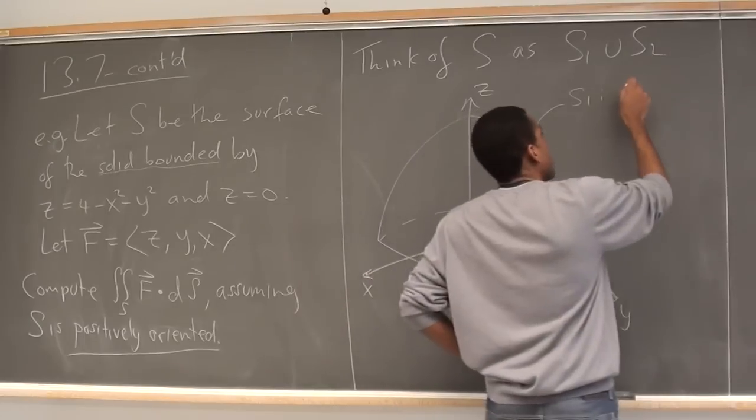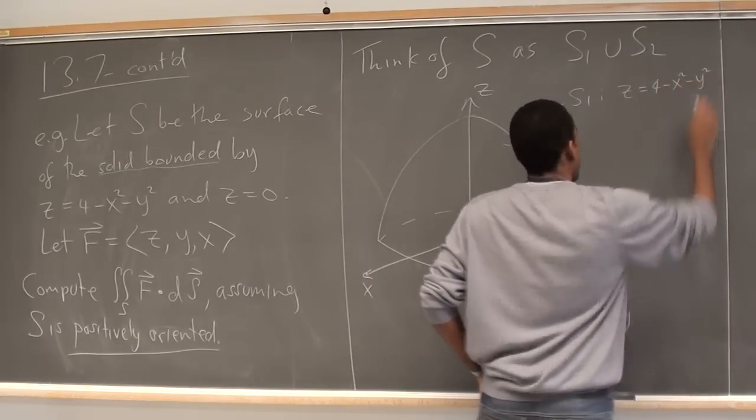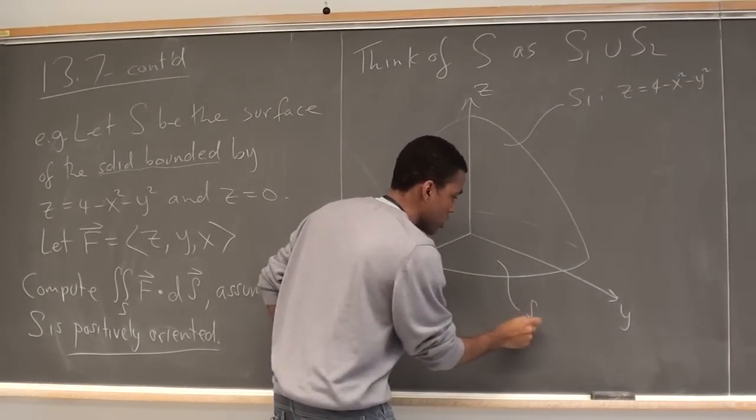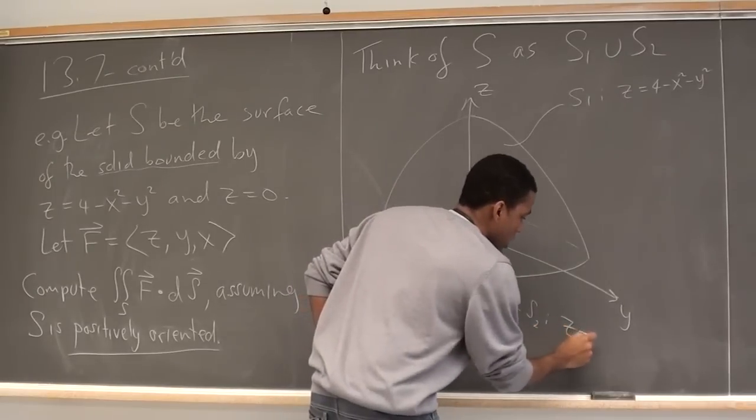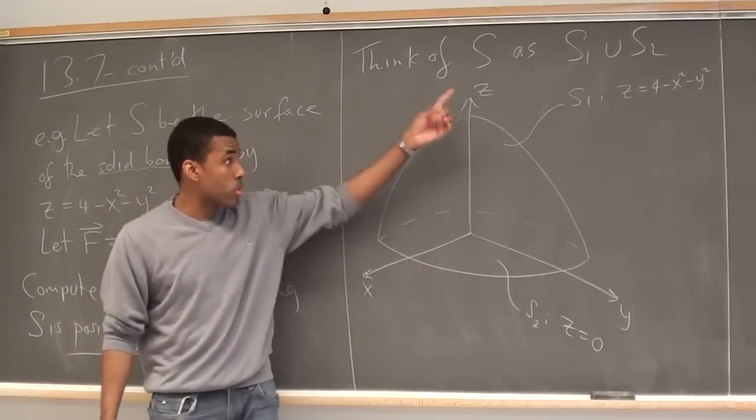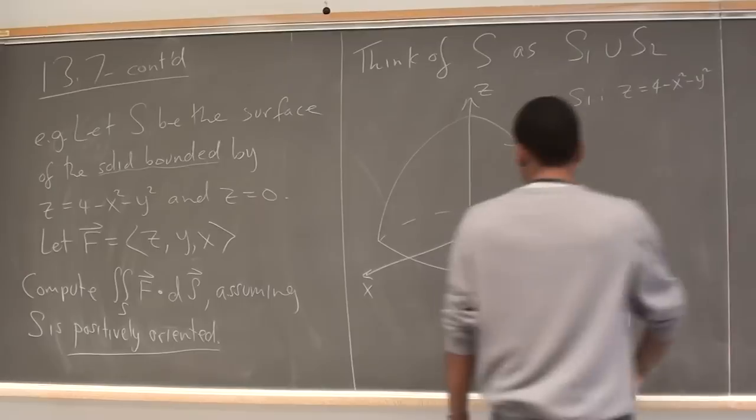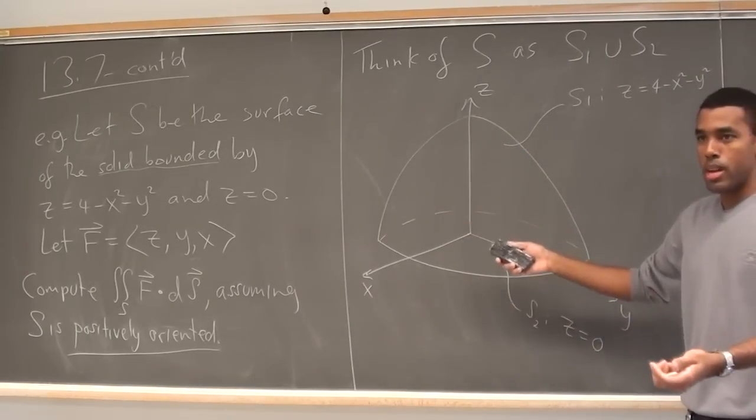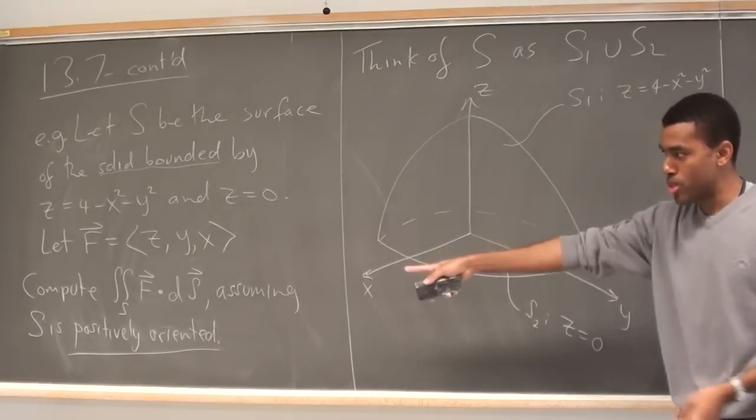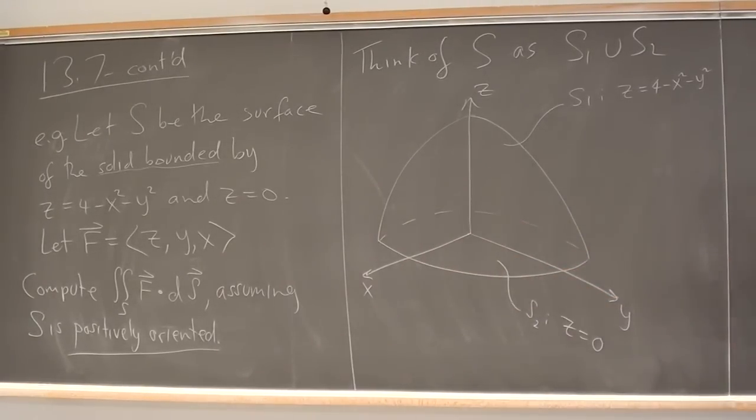S1, which is z equals 4 minus x squared minus y squared. And then there's a second surface, S2, where z equals 0. You'd have to actually do this integral for both of them and then add them together. So just looking at the question, you already know what you're going to have to do. I'm going to have two surfaces, and I'm going to have to do this for each one and add them together. So by reading the question, you already have an idea of where you're going with it.